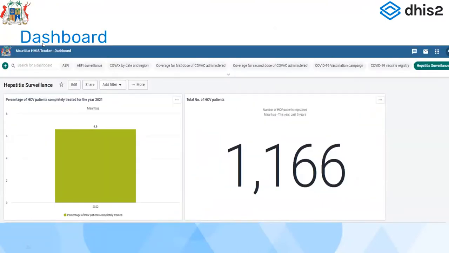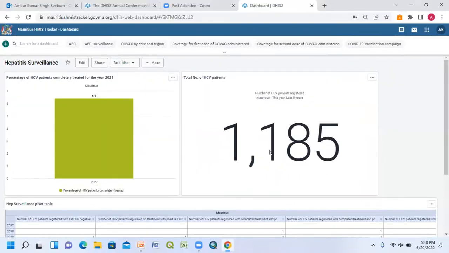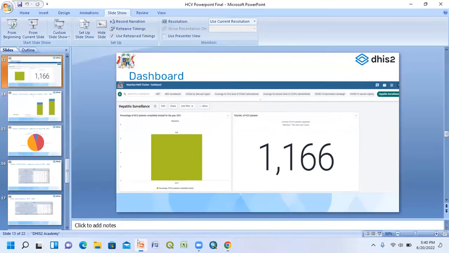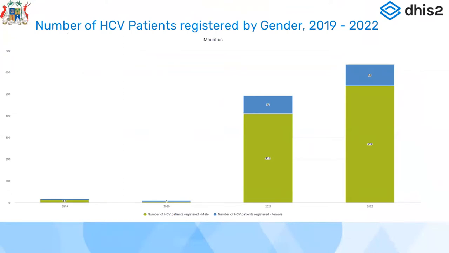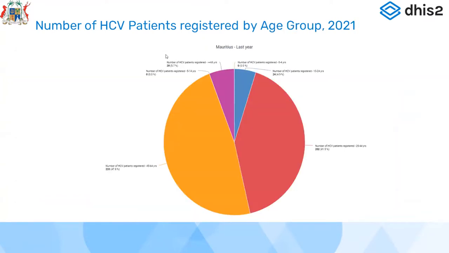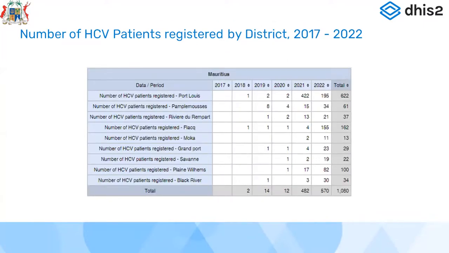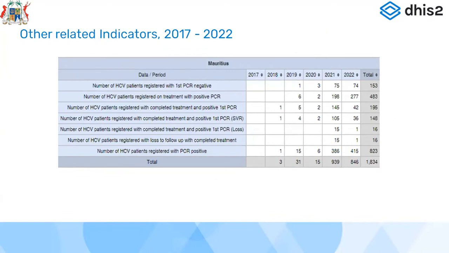This is the dashboard. Slowly we have been registering patients, and the figures are volatile or changing. The dashboard has bar charts for registered HCV patients by gender, by age group, by district of residence. These indicators, these charts were not possible with the fragmented data capture methods. Through DHIS2, this has improved a lot for these indicators. And I believe if there are requests for other indicators, it will be possible using DHIS2.